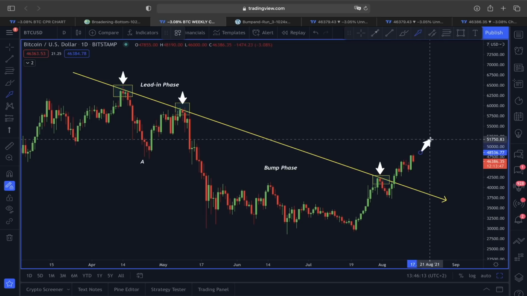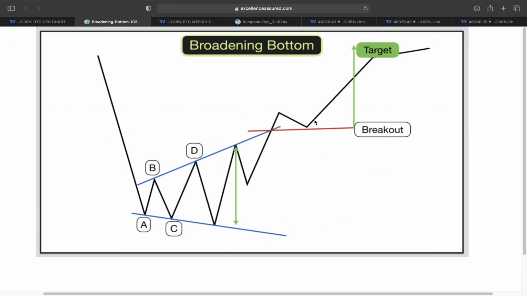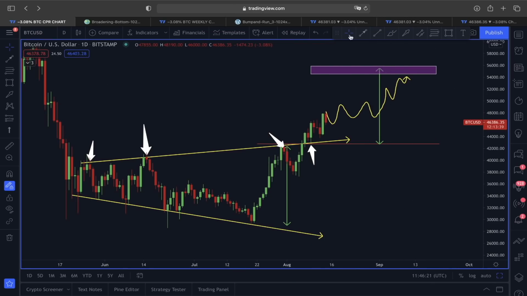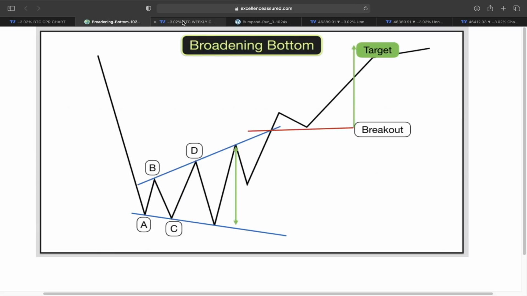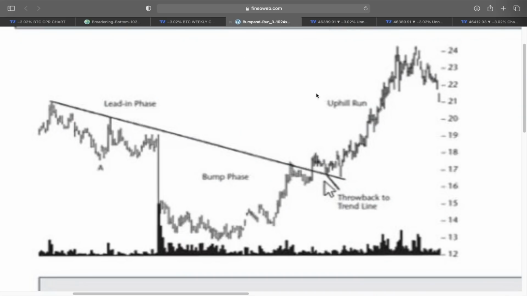So if this uphill run is going to continue, then this broadening bottom scenario is also going to play out very, very well. And now let me also show you why I personally believe the rally, this uphill run, is going to continue for Bitcoin.